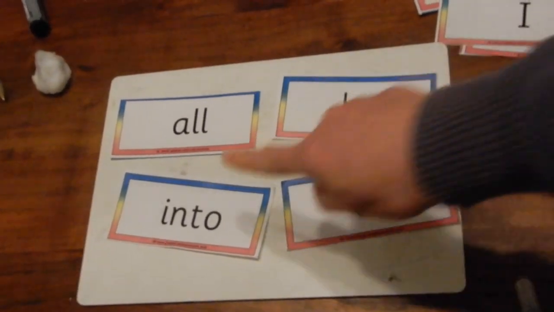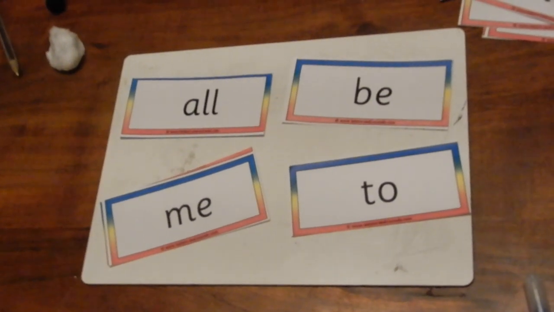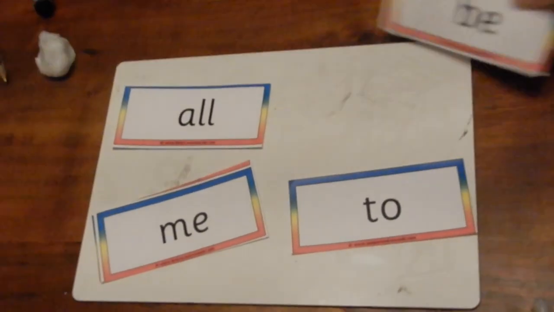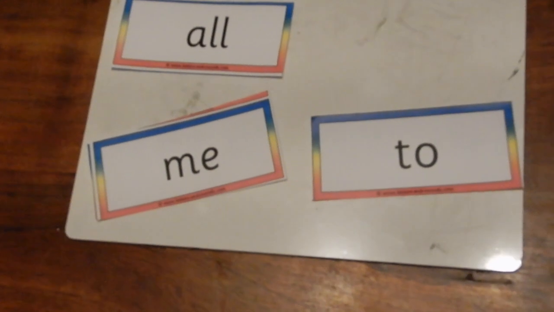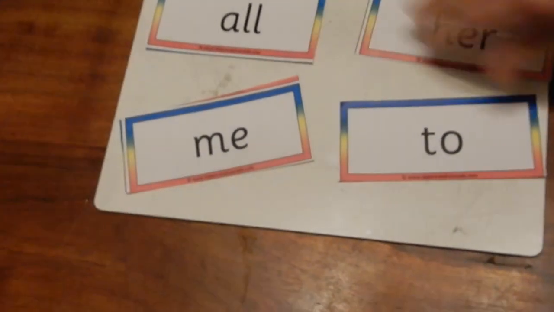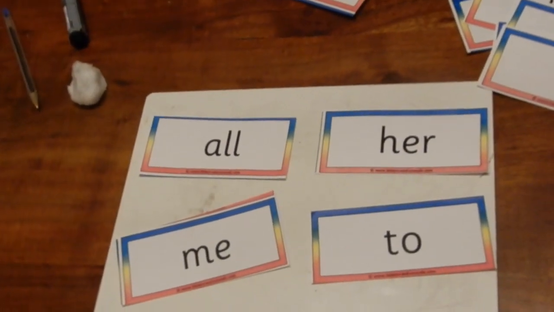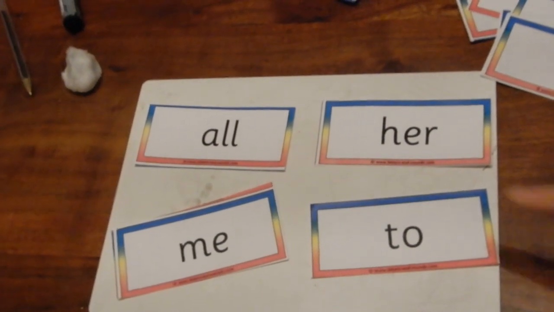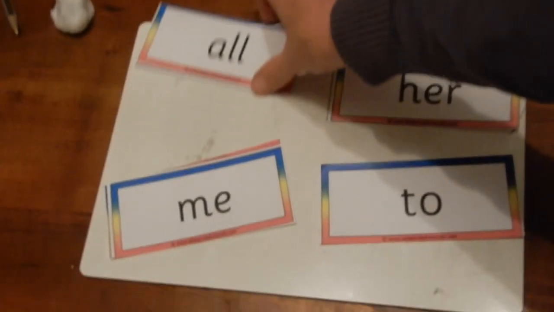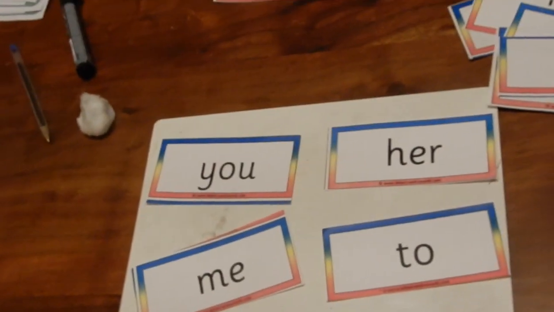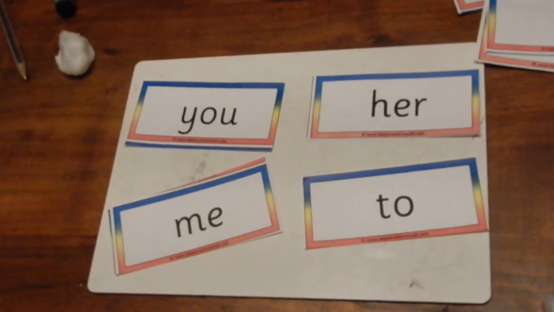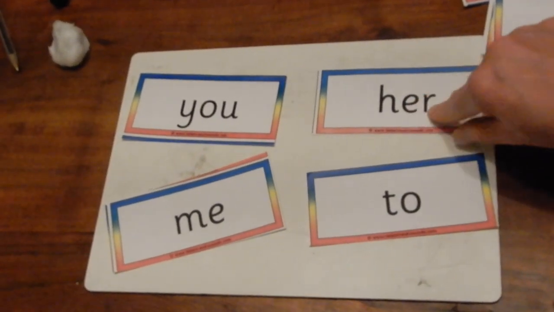Into. There is into. Now let's add another one. Can you point to the one that says be? Be. There is be. Can you point to the one that says all? All. There is all. We've been looking at all over the last couple of days. There it is, all. And now can you point to the one that says her? Her. There is her.